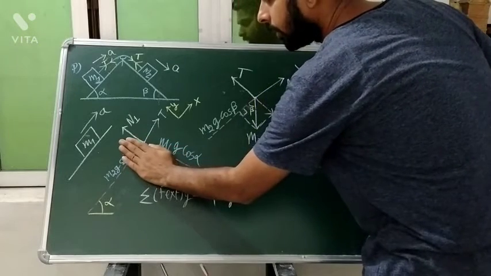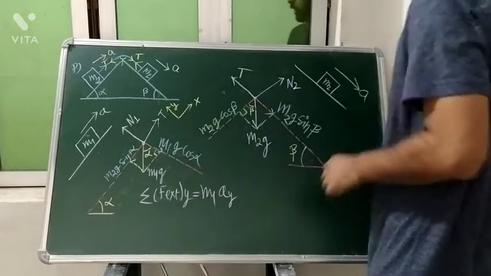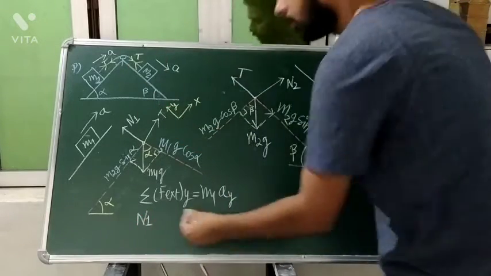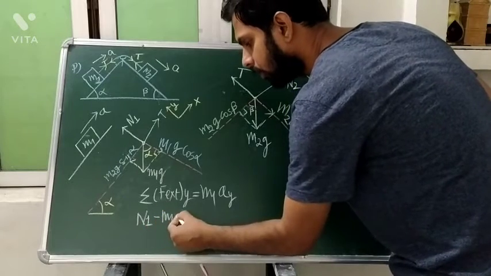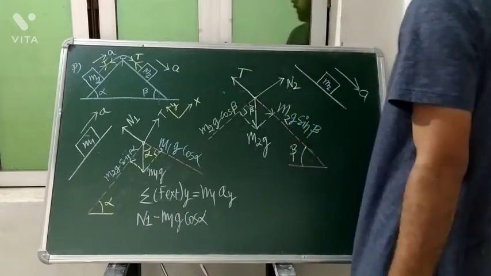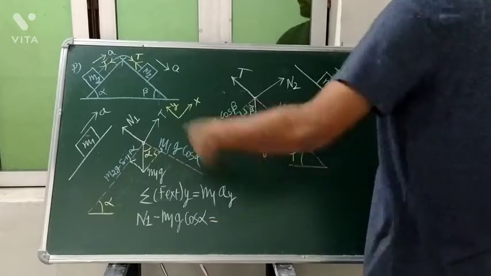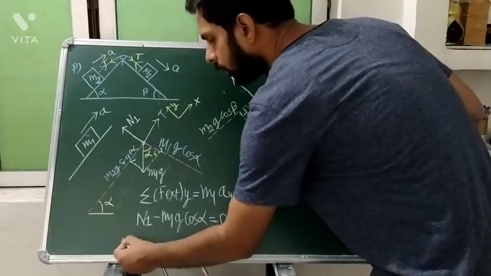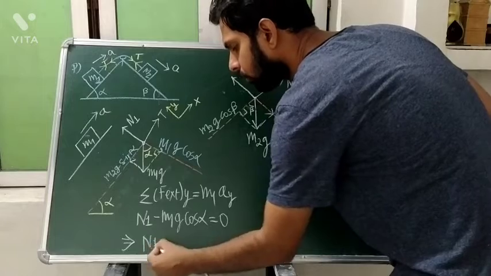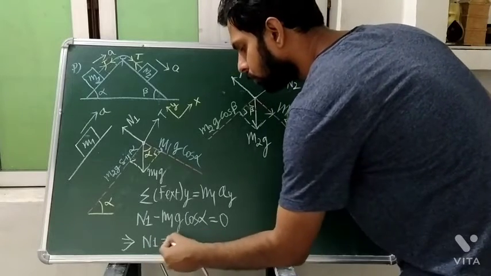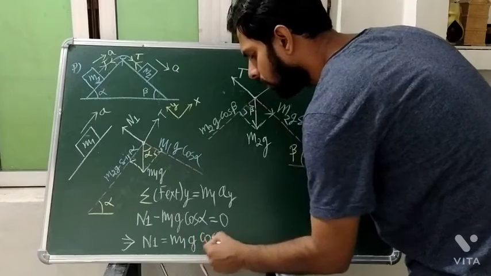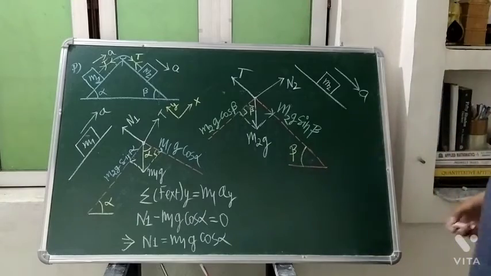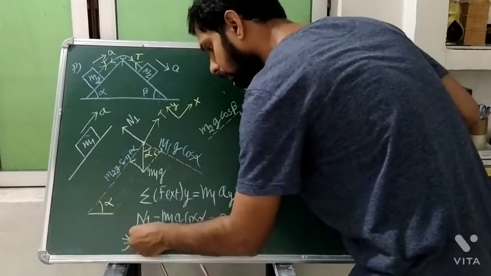This one is present here in the y direction, and we can say upside as our positive, so it will become n1 minus m1g cos alpha, will be equal to what? ay. No acceleration is present in the y direction, so 0. This term will become 0, and from here our n1 will be equal to m1g cos alpha, we will get.